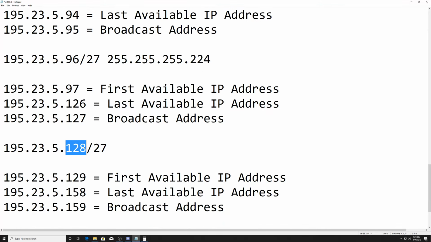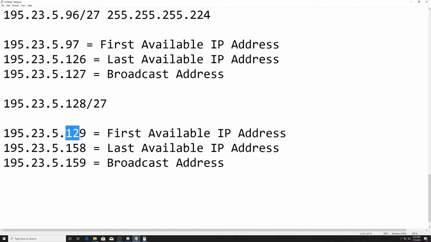Next network, 128. 129 is the first available IP address. The last available IP address is 158. The broadcast message that you use within this 128 network is 159. That is your broadcast address. The next network is 160. And then you just keep working up until you get to 255. And that's basically it.